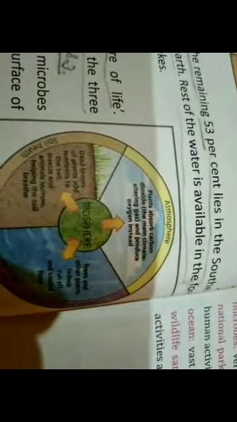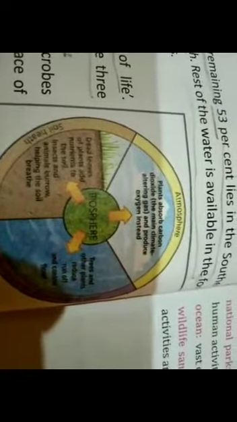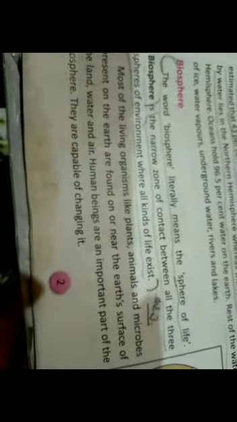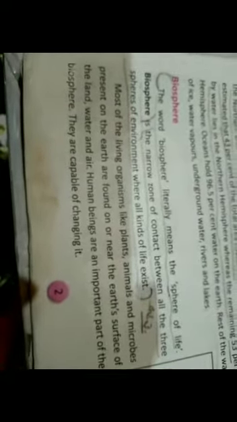That is the atmosphere, lithosphere and hydrosphere, because in the absence of any one of these spheres, biosphere is not possible. Most of the living organisms like plants, animals and microbes present on the earth are found on or near the earth's surface of the land, water and air. So these all are essential.